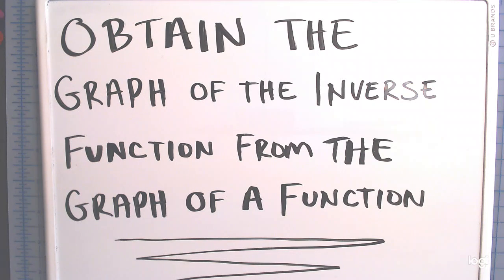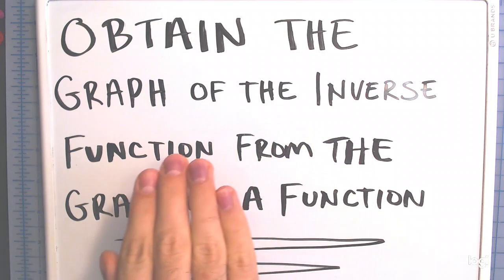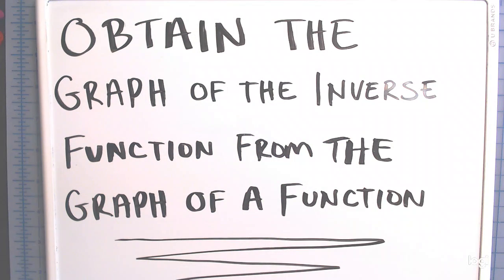If you recall from previous videos, a function must be one-to-one in order for its inverse to also be a function. And we'll be given the graph of a one-to-one function and asked to draw the graph of the inverse function.